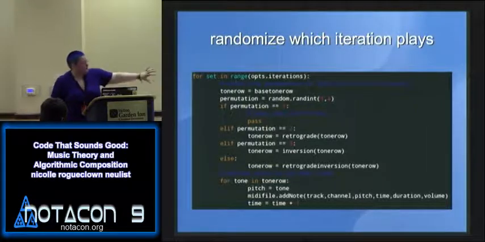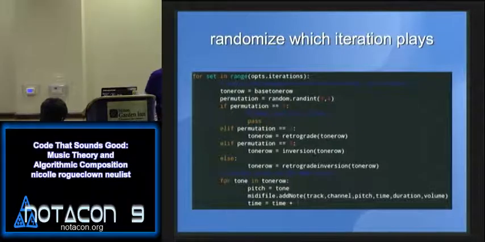And then here, I'm sorry, I don't think I've explained this. This here is the actual implementation of adding notes in the MIDI util library. There's the tone. For tone and tone row, you've decided whether it's going to be the prime, the retrograde, the inversion, or the retrograde inversion. That's going to give you the list of the next 12 notes in your piece.